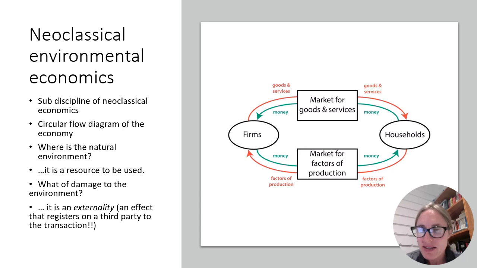Where, you might ask, is the environment? Well, it's conceptualised here as a resource to be used. And environmental harm caused to the natural environment is conceptualised as an externality. So environmental degradation, climate change, biodiversity loss, all of this will count as a negative externality. Let me explain what that means.